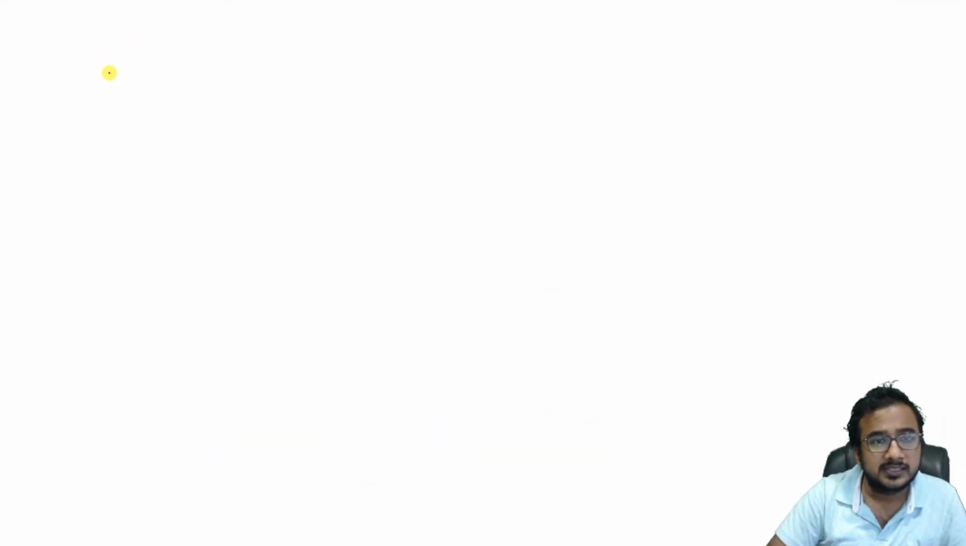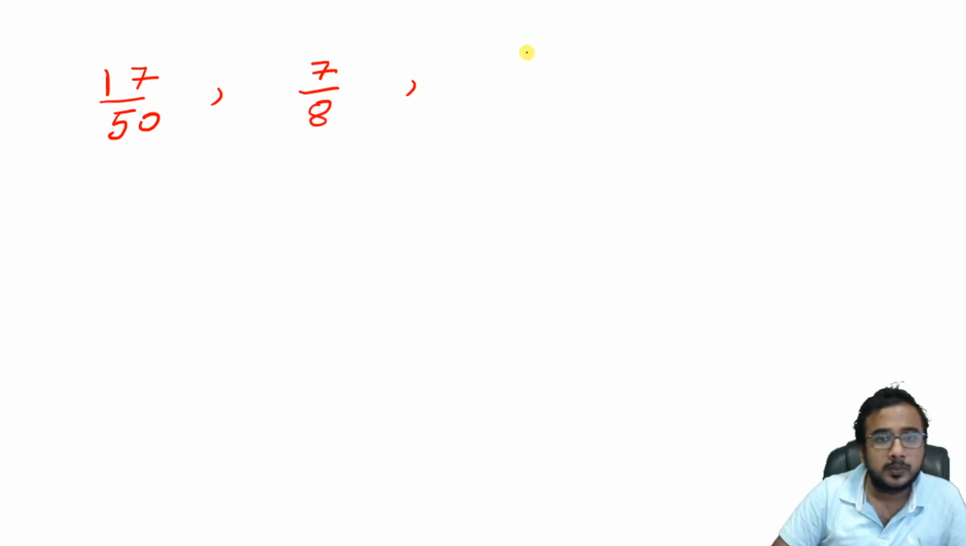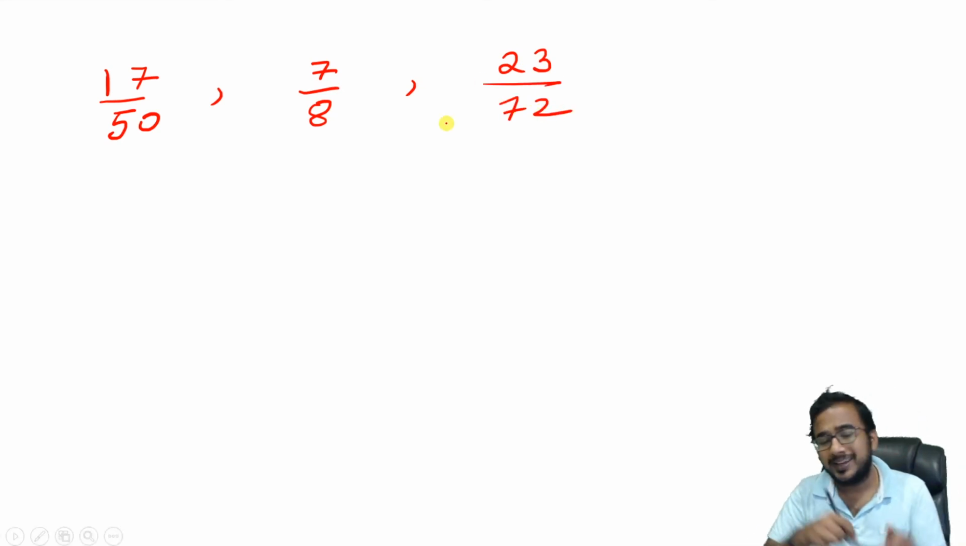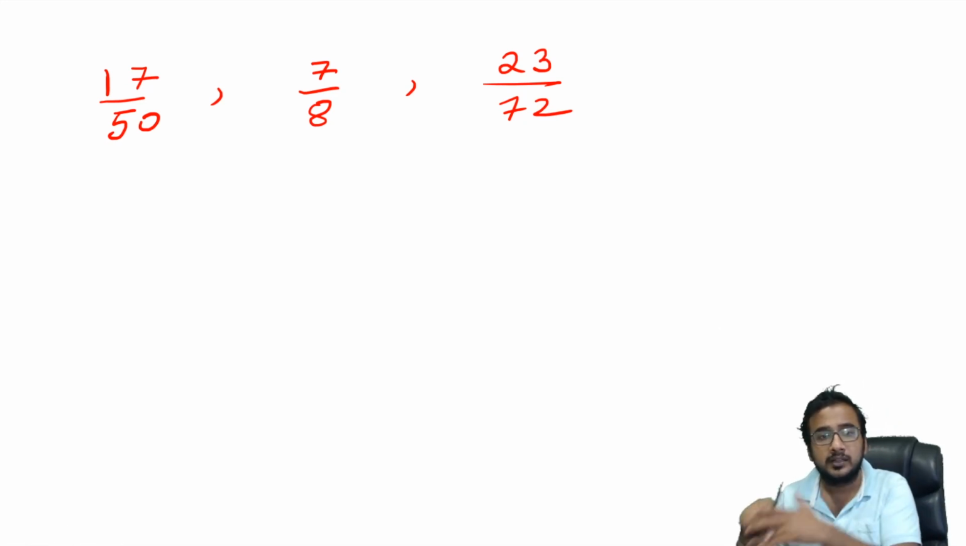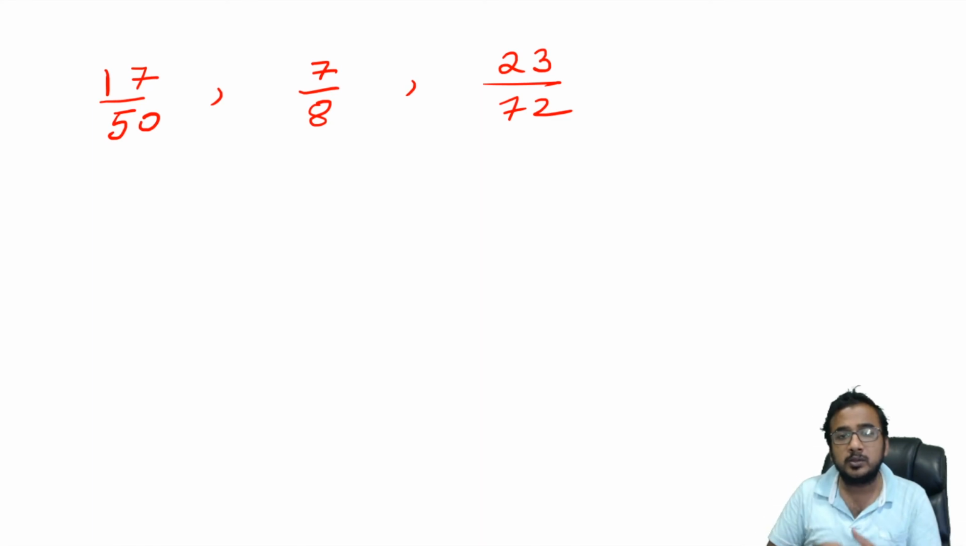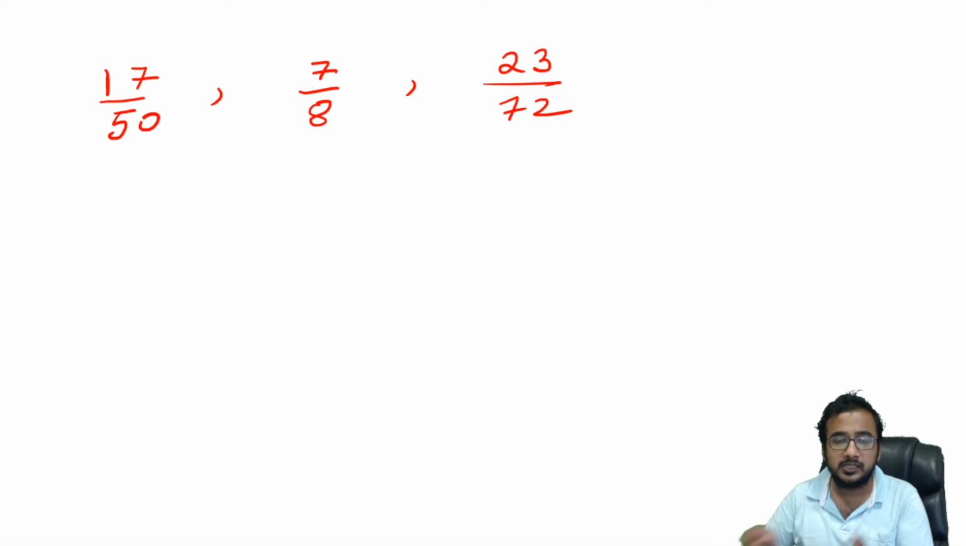So I would be giving you some numbers like 17/50, 7/8 and 23/72. Now you can tell me which is terminating, which is non-terminating and which is non-terminating recurring. And how can you tell me? You can tell me by using the comment box in the video.